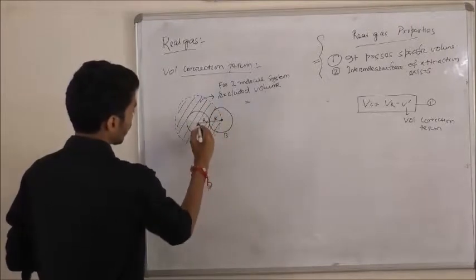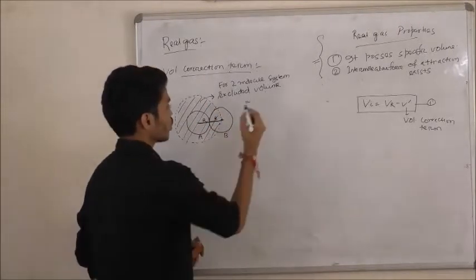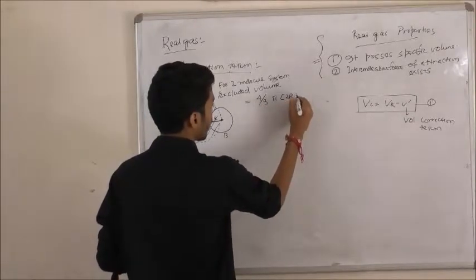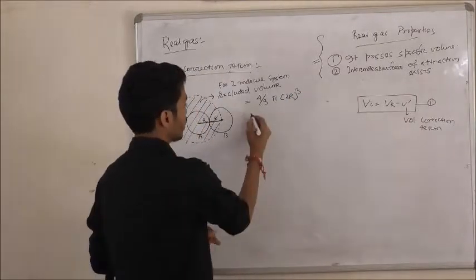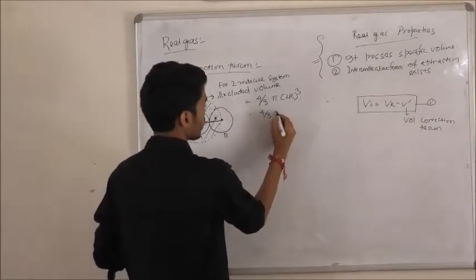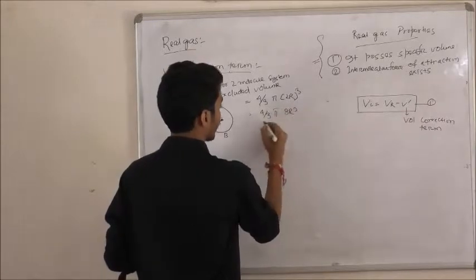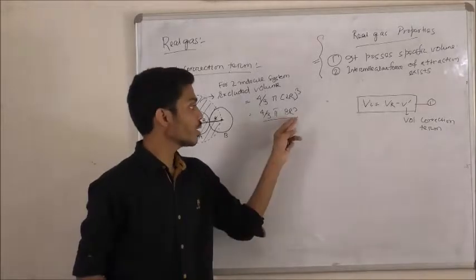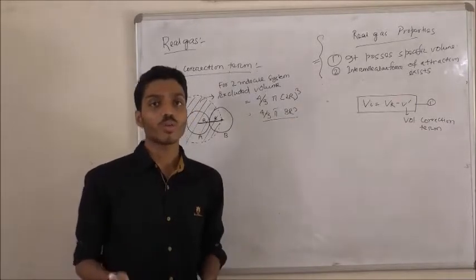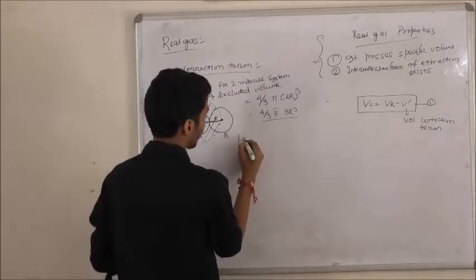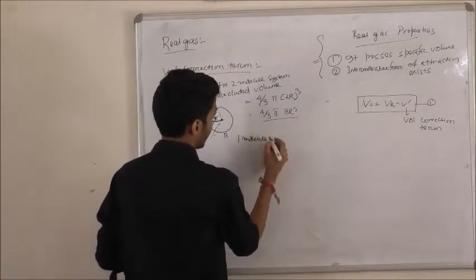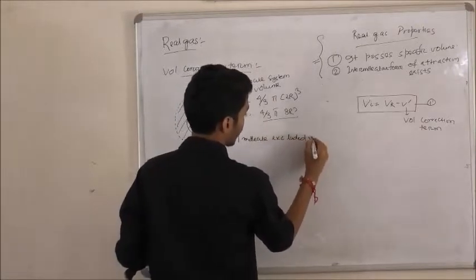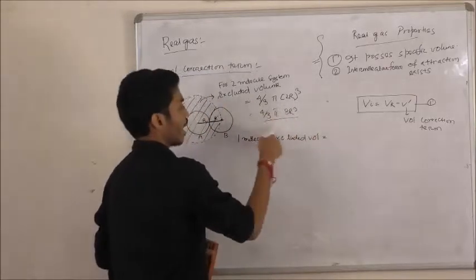If it is a sphere, its radius will now be 2r. So the volume will be 4/3 pi into (2r) whole cube, that is equal to 4/3 pi 8 r cube. So for a two molecule system, the excluded volume is 4/3 pi 8 r cube. So what about one molecule? For one molecule, the excluded volume is equal to half of this.